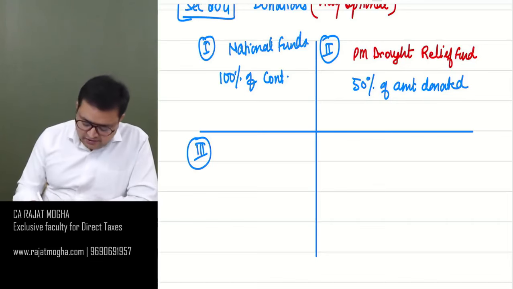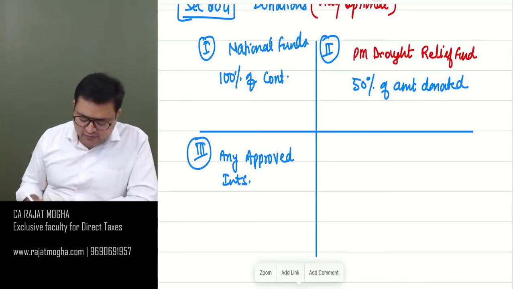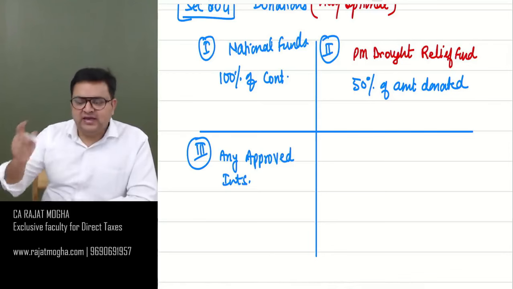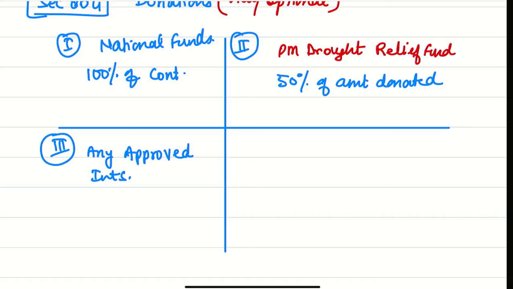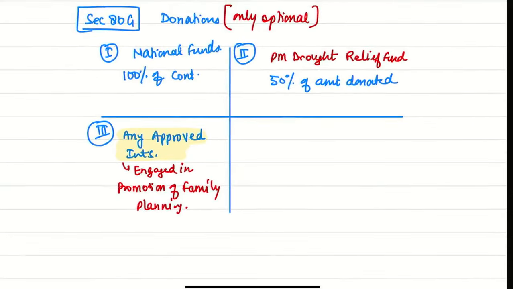Third, here you will donate to any approved institution, very, very specific. If you are giving to any approved institution which is engaged in the promotion of family planning. Guys, here you are giving a donation to an approved institution engaged in the promotion of family planning.